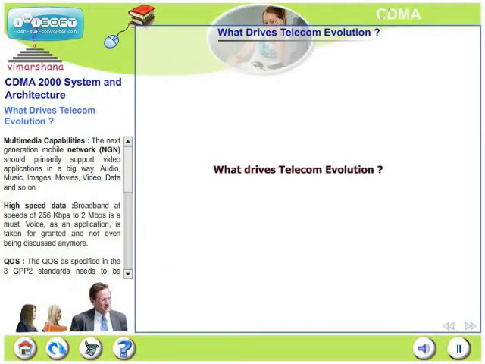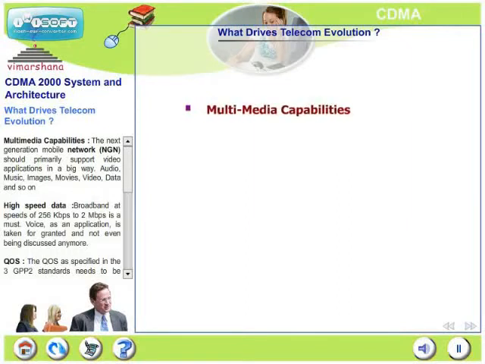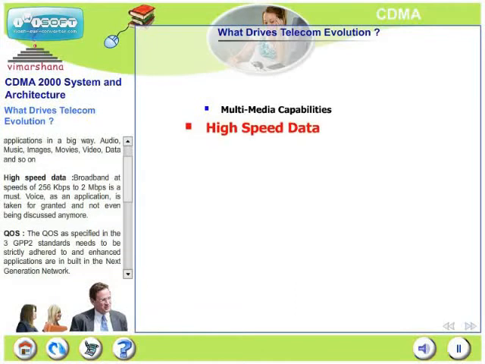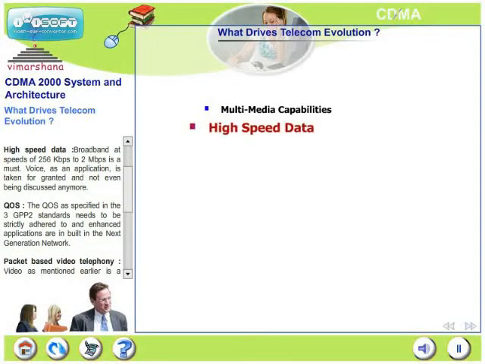What drives this telecom evolution? Some of the main requirements for a technology to evolve are listed below. First one is multimedia capabilities. The next generation mobile network should primarily support video applications in a big way: audio, music, images, movies, video, data, and so on. Next is high-speed data. Broadband speeds of 256 kilobits per second to 2 megabits per second is a must.